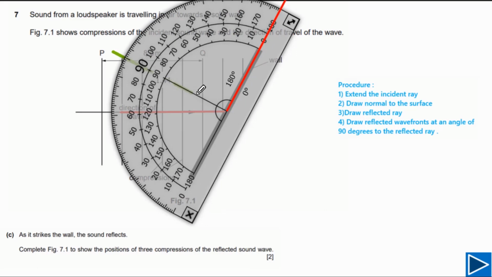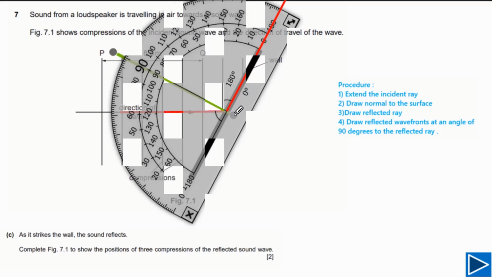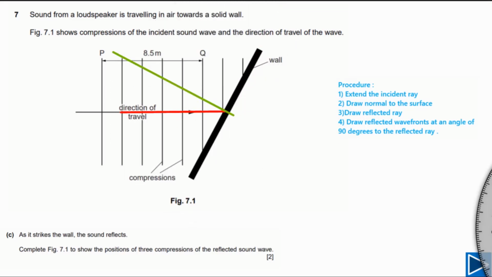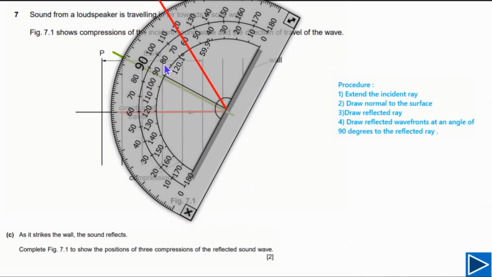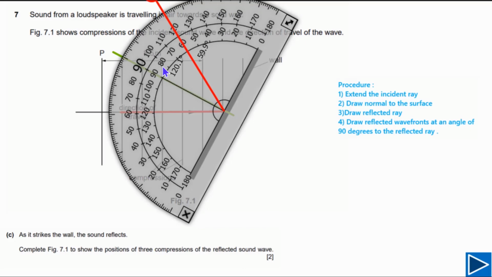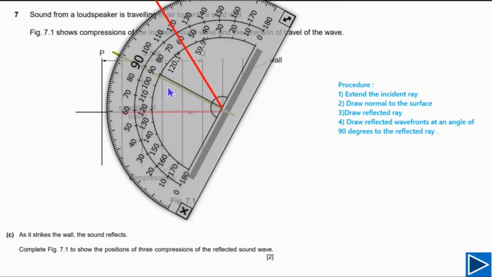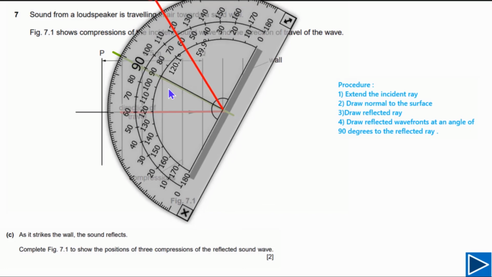So this is our normal, and this is at an angle of 90 degrees to the surface. So we can draw this normal line. For the third step, we need to draw the reflected ray. We need the protractor again. So let me place the protractor here. This is how you need to place the protractor. You need to find out the angle of incidence.